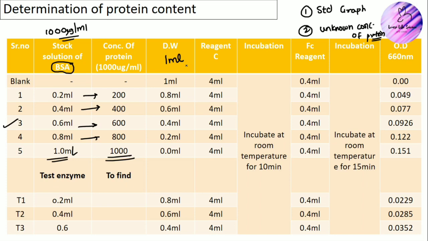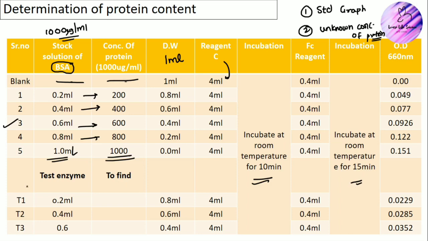Don't add your BSA stock solution in your blank. Remember one thing, don't add the test solution to your blank. After that you are going to add reagent C, 4 ml each, then incubate it at room temperature for 10 minutes. Then add FC reagent and then incubate it at room temperature for 50 minutes.